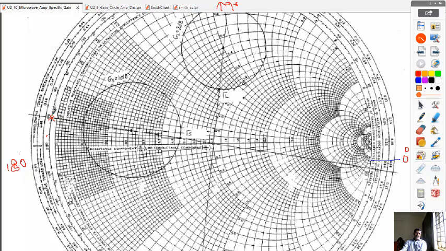Once you mark the 170 degree on the Smith chart, now you draw a straight line from this 170° to the center of the Smith chart, and also you extend this line in the opposite direction. Next, we have to locate the center of the constant gain circle.